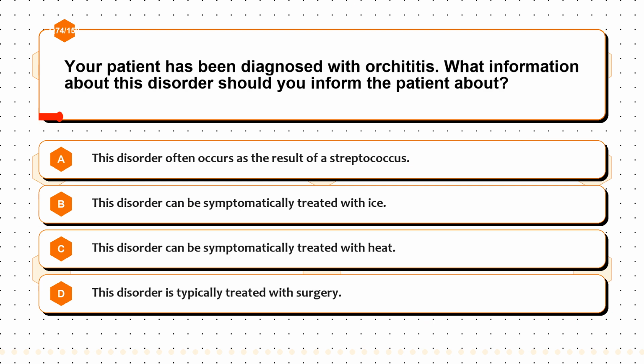Question 74. Your patient has been diagnosed with orchitis. What information about this disorder should you inform the patient about? Here are the options. Option A. This disorder often occurs as the result of a streptococcus. Option B. This disorder can be symptomatically treated with ice. Option C. This disorder can be symptomatically treated with heat. Option D. This disorder is typically treated with surgery.